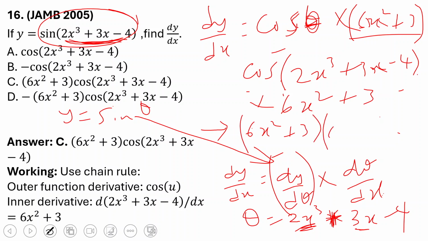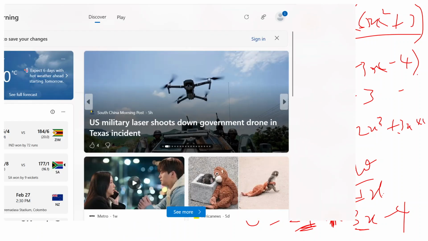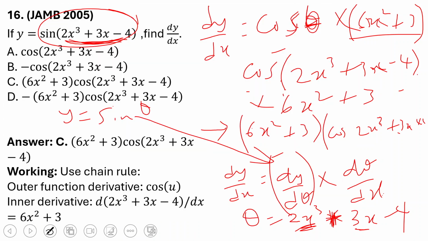Then cos of (2x cubed plus 3x minus 4). Okay, so this is the answer here. C is actually the answer. C is the answer. Right. We'll go to the next question.